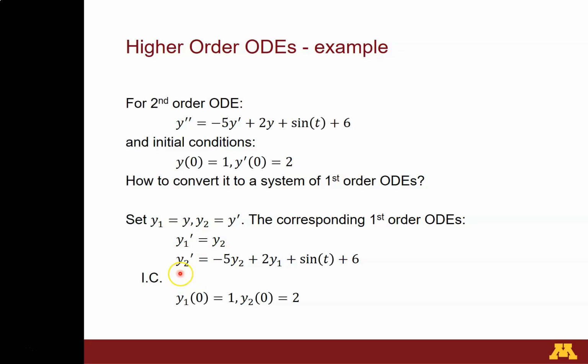Then y prime, actually, you can convert here, right? y prime equal y2, plug into y, actually y1, right? And then you get this second ODE. Accordingly, you convert the initial condition here, because y equal y1, so you get y1(0) equal 1, right?